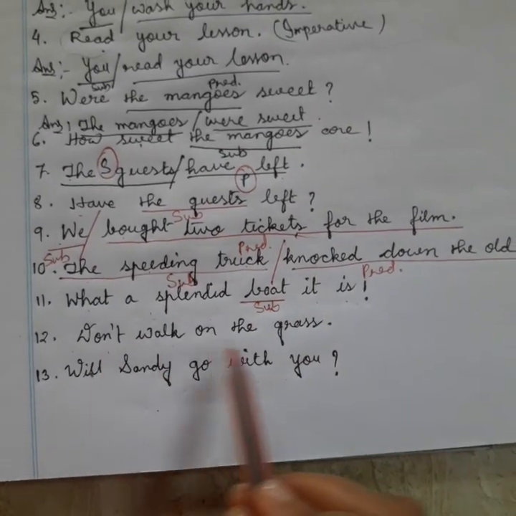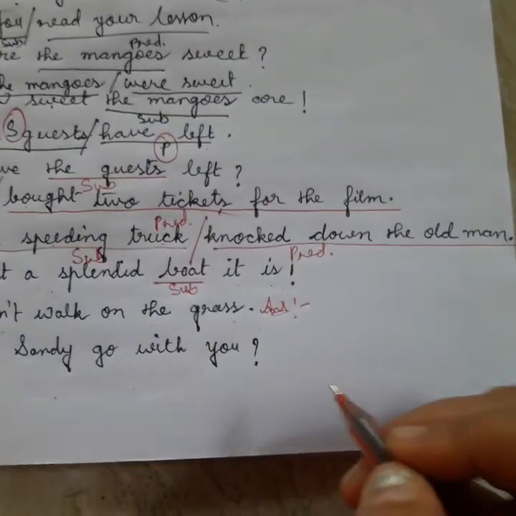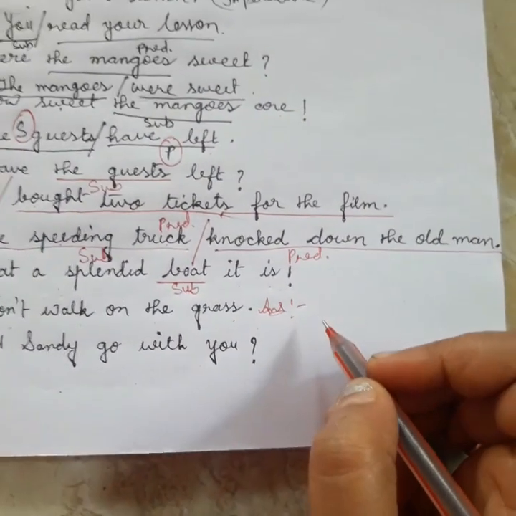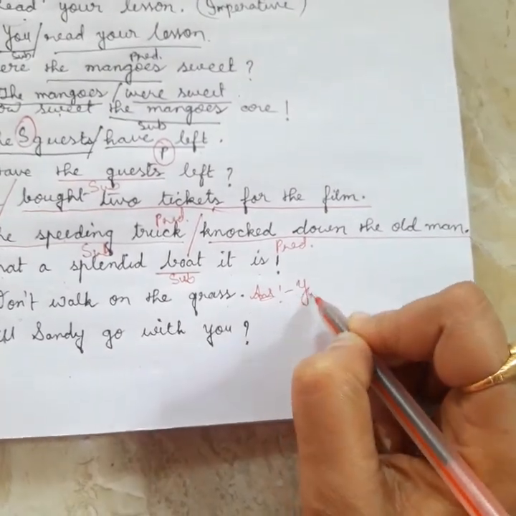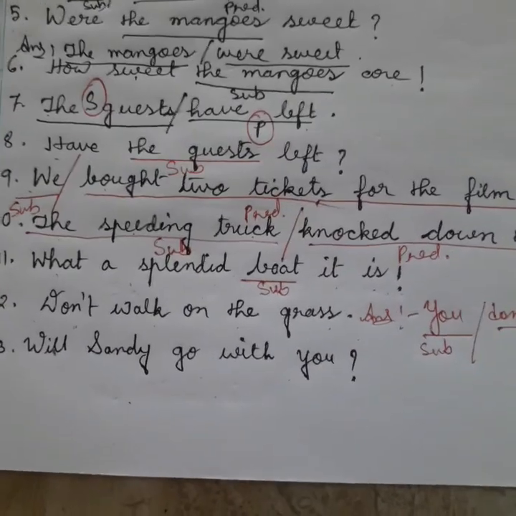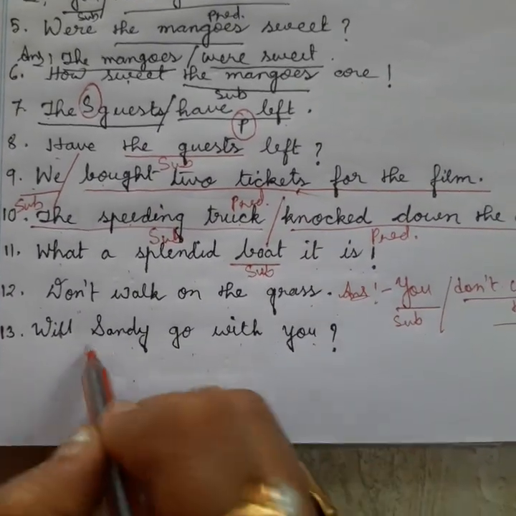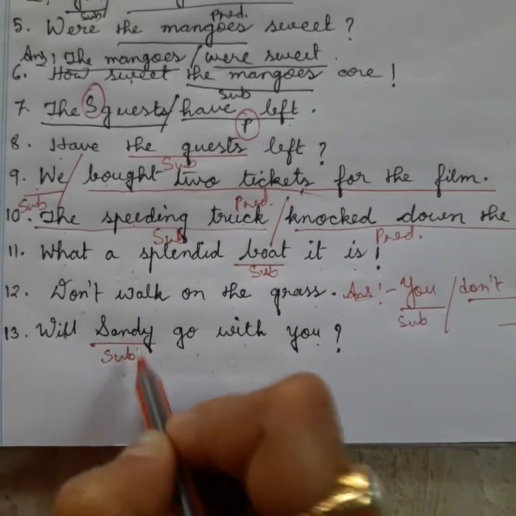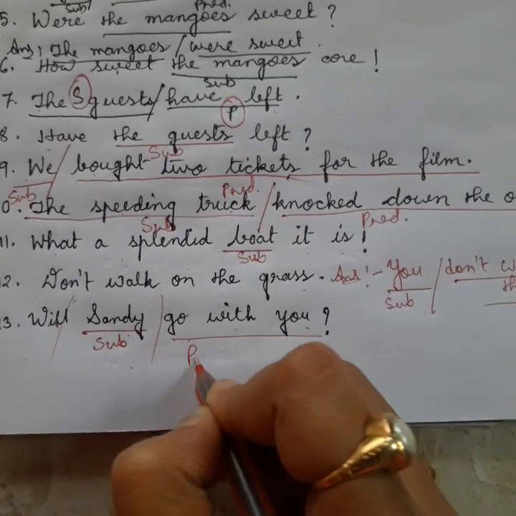Don't walk on the grass. This is an imperative sentence. Here you have to add the subject by yourself. You don't walk on the grass. Next one is an interrogative sentence. Will Sandy go with you? The sentence is talking about Sandy. So Sandy is the subject and the rest of the portion is the predicate.